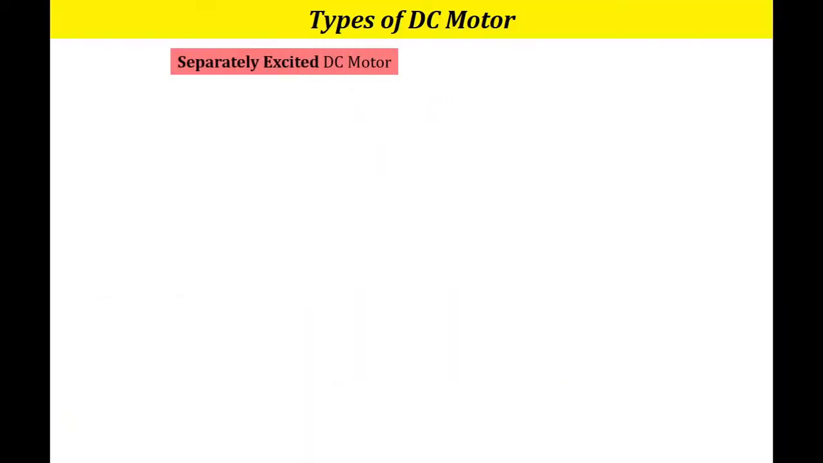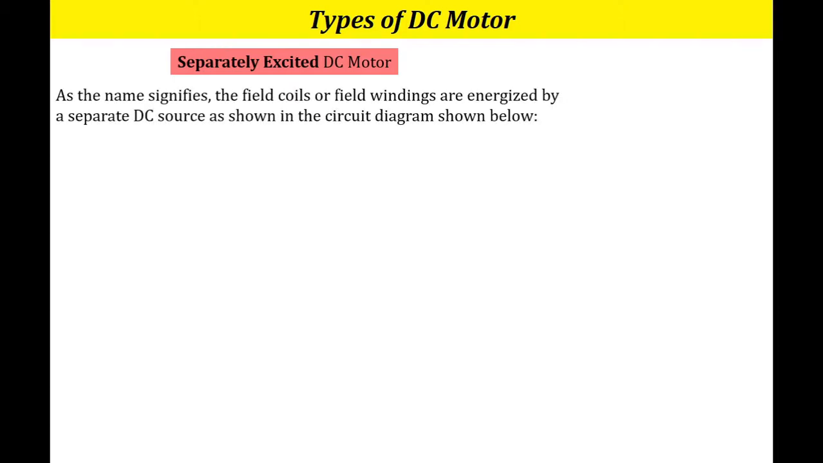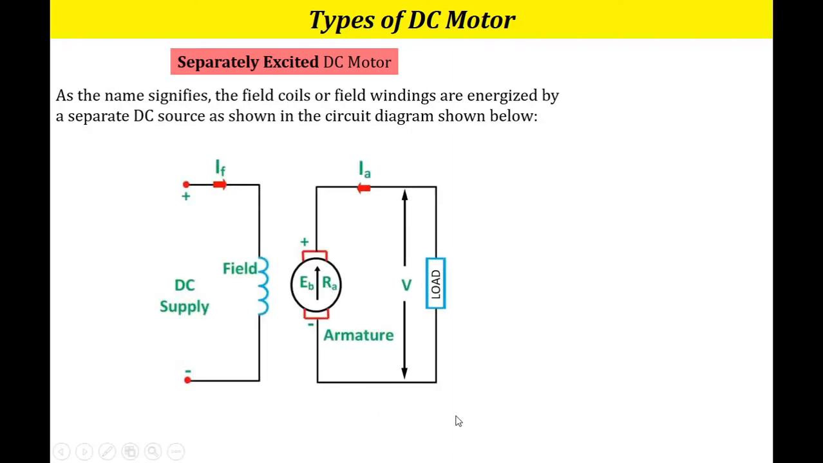DC motor. Now the first is nothing but separately excited DC motor. What is the meaning of separately excited DC motor? As the name suggests, the field coils or the field windings are energized by a separate DC source as shown in the figure. Here you will observe this is a field winding. To that field winding the separate DC supply is given. Because of that, the current which will flow is IF, that is the field current.